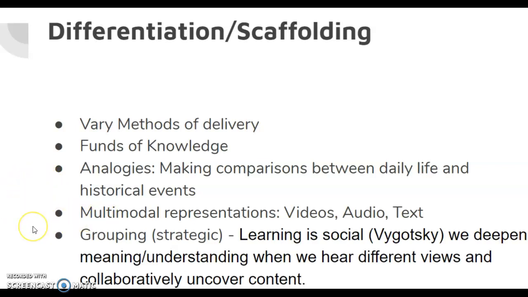As I already mentioned, multimodal representation is key. So videos, audio, text. And finally, one thing that I do use a lot in my classroom, or did before this coronavirus thing hit, would be grouping. So strategically grouping students, pairing up students who have IEPs or are SPED with students who would be cooperative, but still a little bit more advanced.